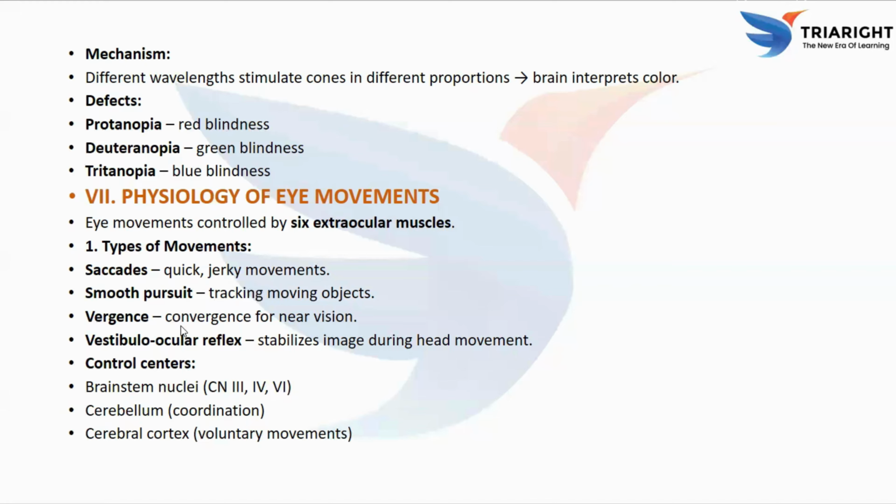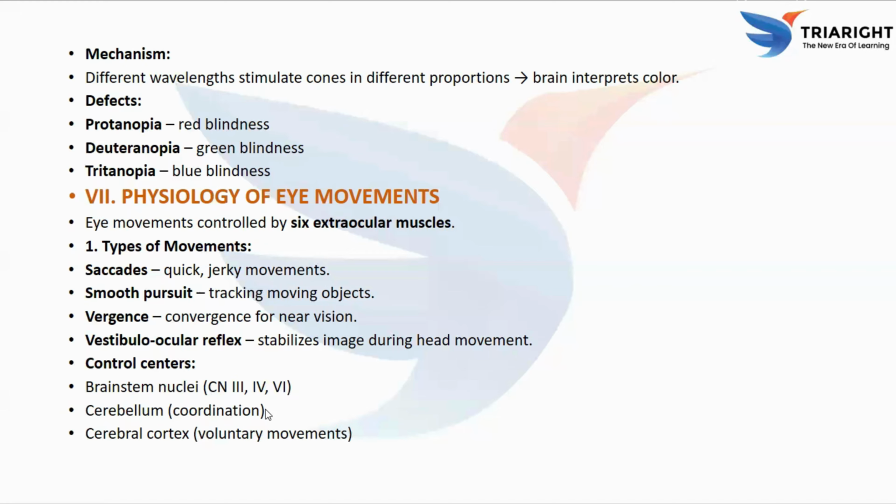Whereas vergence is convergence for near vision. The eyes move towards each other for near objects or away for distant objects. This is important for near vision and also for depth perception. And next is the vestibulo-ocular reflex. This stabilizes the images on the retina during head movement. For example, whenever you turn your head right, the eyes move left to keep vision stable. This prevents blurring during motion.